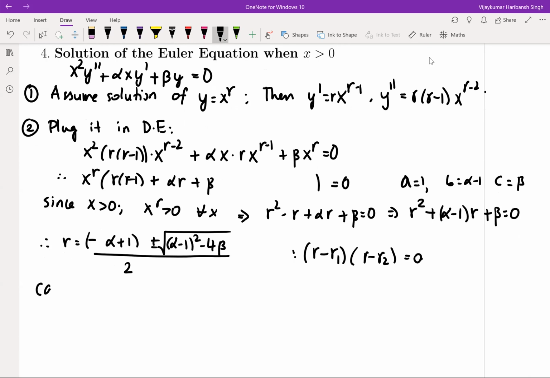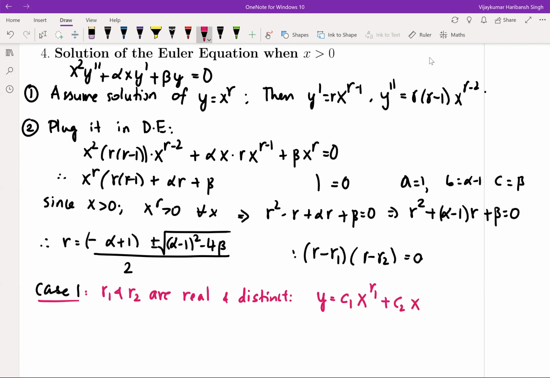So now we have to just deal with 3 cases. So case 1, r1 and r2 are real and distinct. If r1 and r2 are real and distinct, we have y equals c1 x to the power r1 plus c2 x to the power r2 as the general solution, right?